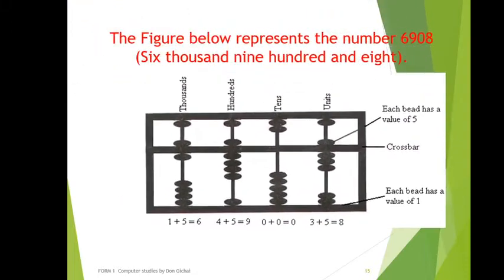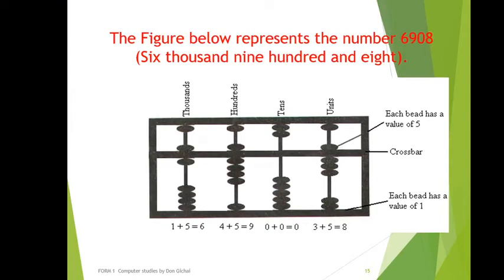Now let's see what an abacus looks like. Therefore, you can see how we have represented 6908. We have agreed that the center line is called the crossbar, and each bead above the crossbar has a value of 5. Each bead below the crossbar has a value of 1, but they have to be moved closer to the crossbar for them to be counted. Like now, 8: you can see we have one bead above that represents 5, and 3 below that are very close to the crossbar, making it an 8.